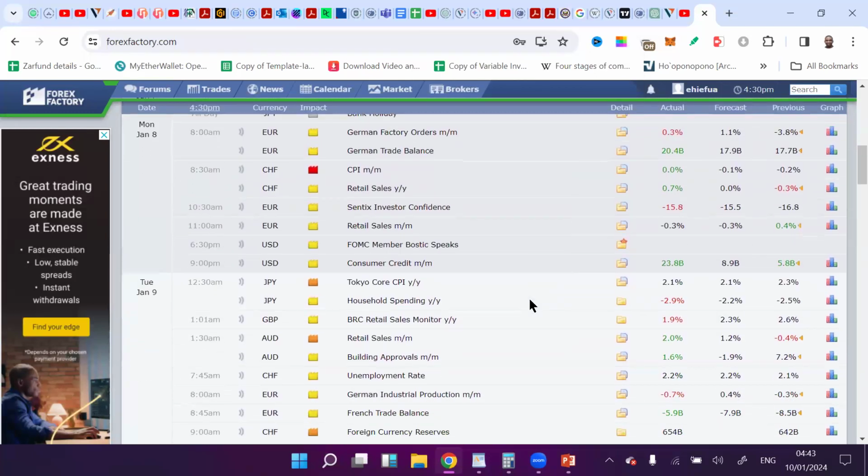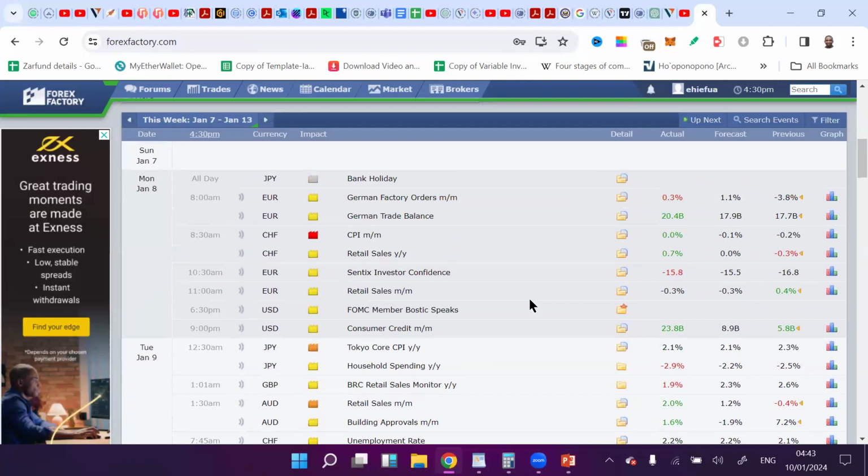Okay, so now you can see that there are different colors. We were seeing only red colors the other time, but now you can see there are other colors there, right? So let's look at the other colors and see what they're about. You see, the first one is ash. It tells you it is non-economic. Non-economic means that that particular economic event is a holiday. So it really doesn't affect the market like that.